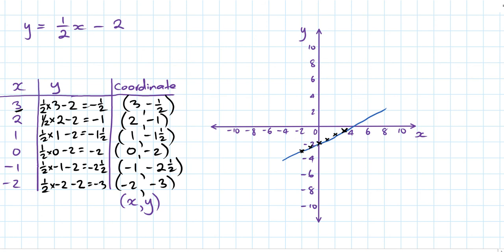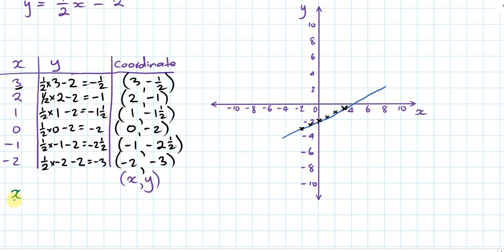Now one other quick way that you could plot this type of equation is to just use 2 points. So say I had a couple of points, x, say the 2 points were 4, and let's say negative 3. So what are the y values for those 2 points? When x is 4, y is a half times 4 minus 2. So half times 4 is 2, 2 minus 2 is 0. So the coordinate would be 4, 0.